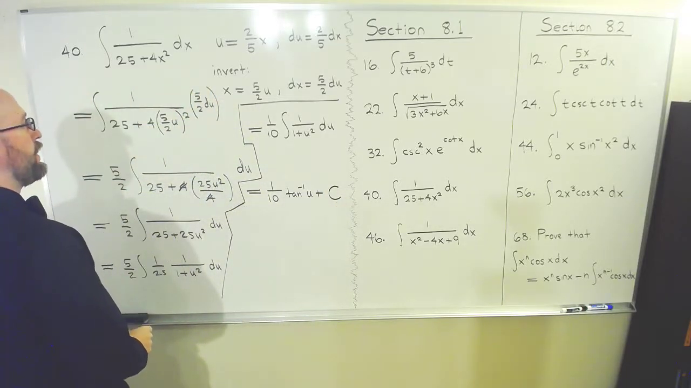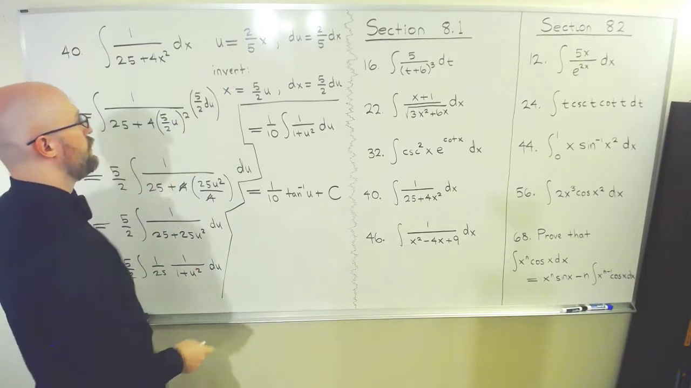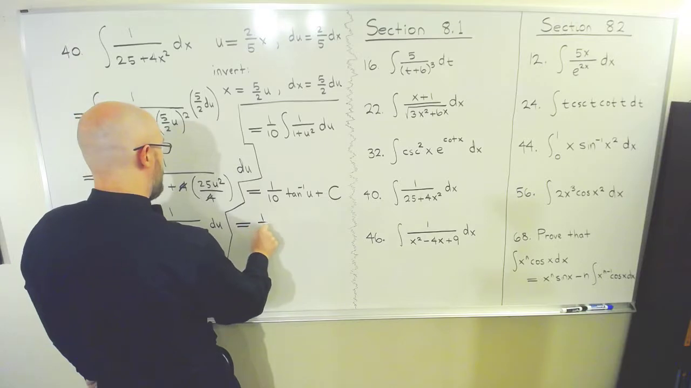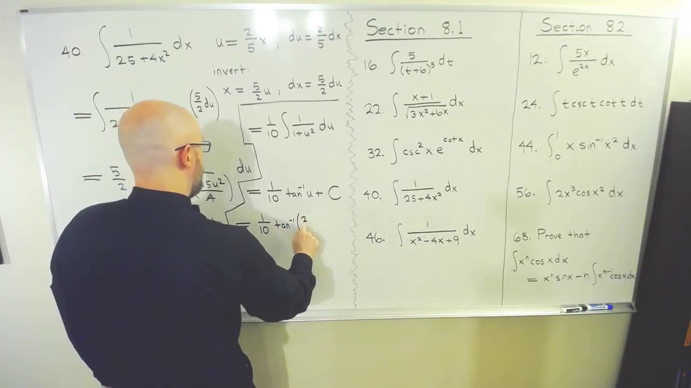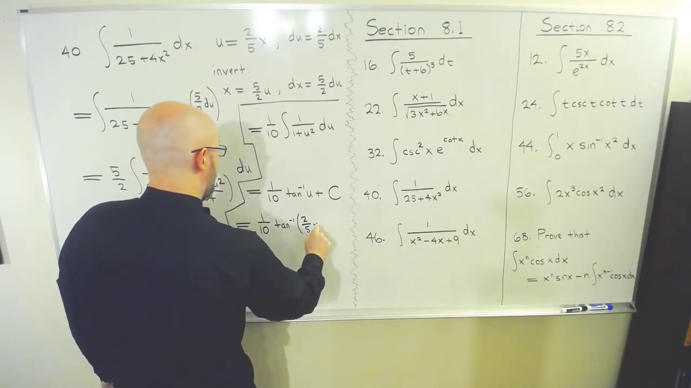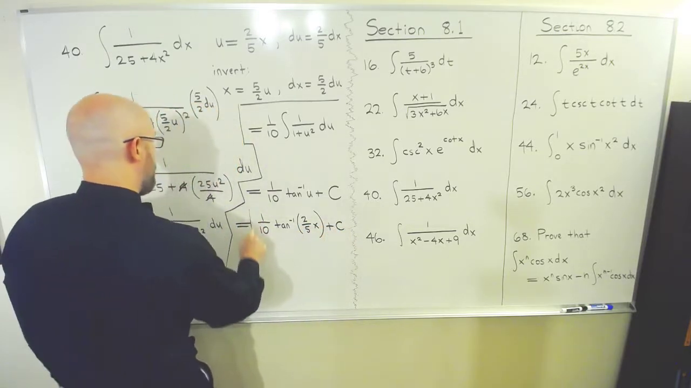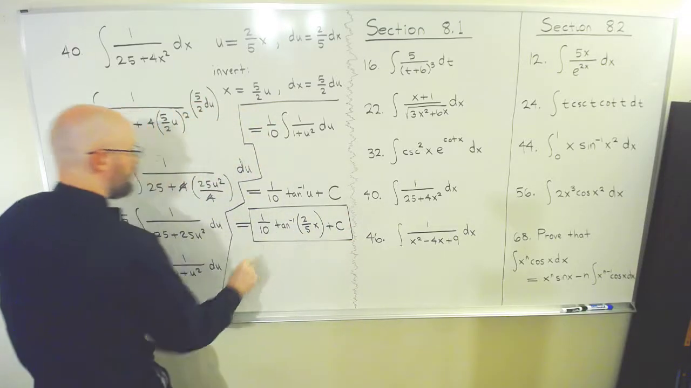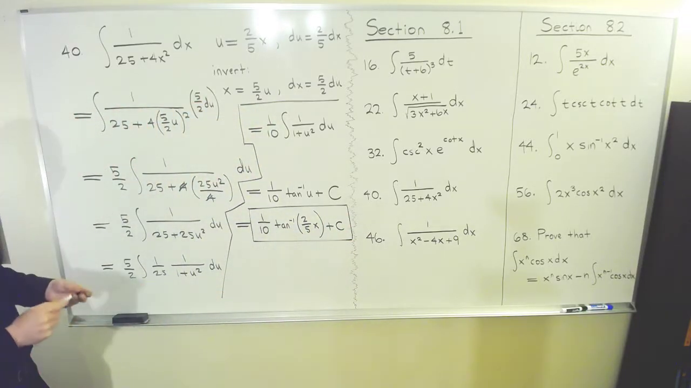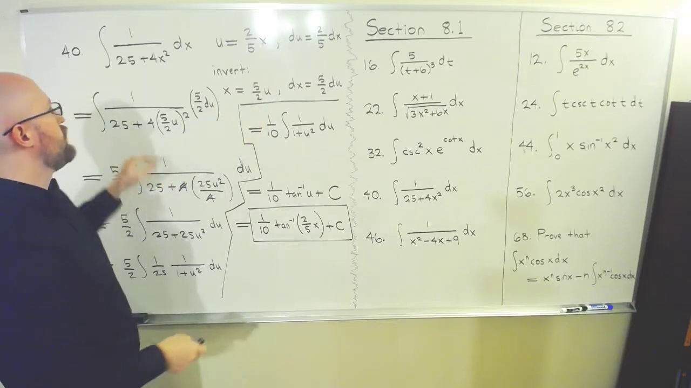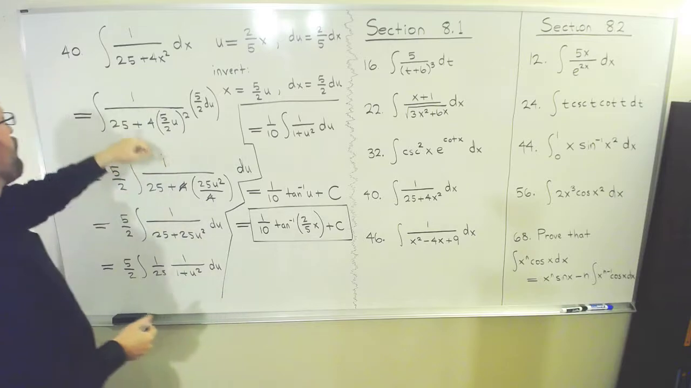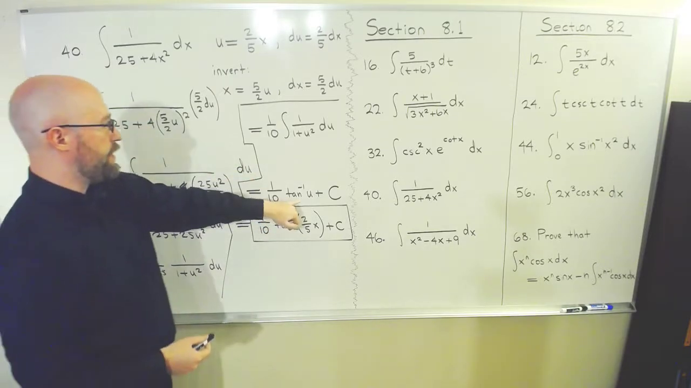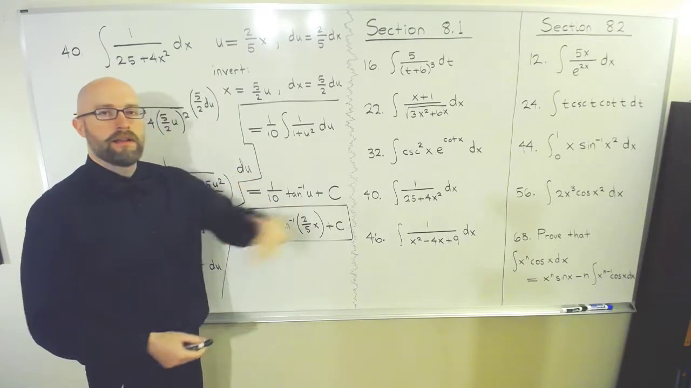Now I want to put back in what the u is. And I chose the u to be 2 over 5x, so this is 1 over 10 inverse tangent of 2 over 5x plus c, and that's the answer. So this one hinged on beginning with the end in mind, knowing a form, namely this one that would give you the inverse tangent, that you want to convert it to.